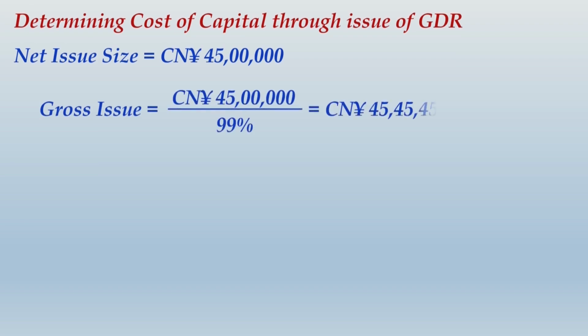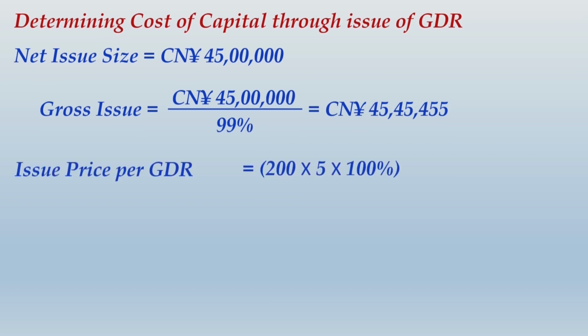So gross issue will be Chinese yuan 45 lakhs divided by 99%, and what you get is Chinese yuan 45,45,455. Issue price per GDR will be 200 into 5 into 100%. Why? So 200 basically is the market price of the share in India, that is in Indian rupee, and there are 5 shares underlying each GDR, and because the gross issue price is considered, you are taking 100%, and that will come to INR 1000, that is Indian rupee 1000.